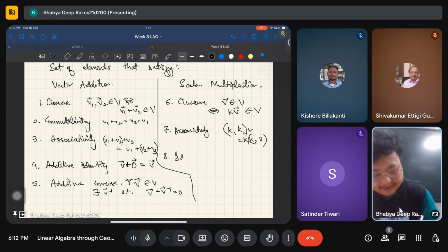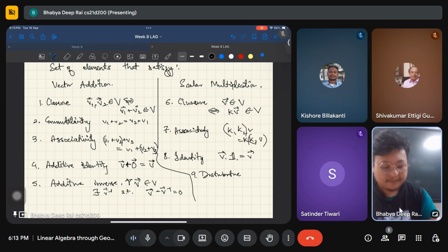Then we have the multiplicative identity, which simply means that there should be a scalar, the unit scalar 1, which when I multiply with v, I get the same thing. And then I have distributivity, and this is of two kinds.